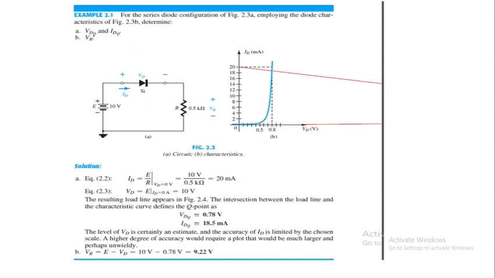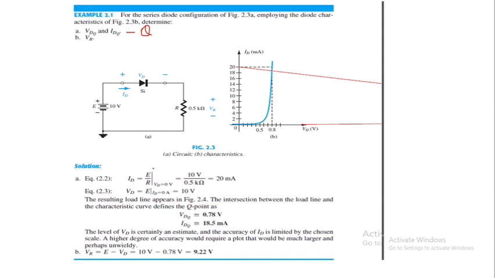Determine in part A VDQ and IDQ. That is, VDQ and IDQ we need to find. This is the Q point. And in part B we need to find the voltage drop at R.